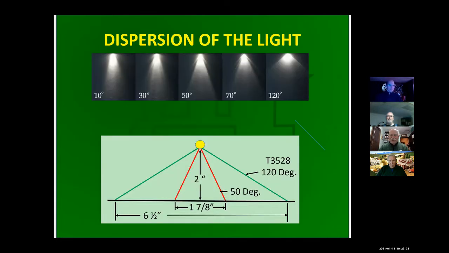And then you also need to look at dispersion. The 3 and 5 nanometer LEDs I showed you earlier have a pretty narrow focus in terms of where the light comes out. Whereas the T3528 we've been talking about runs at 120 degrees. And this is a little chart I've made. If you're two inches away from your light source, that 3528 is going to cover 6.5 inches wide. Whereas another LED may only give you less than a couple inches. So if you need quick coverage of things, you probably want to use one that has a very wide dispersion of the light. Okay.